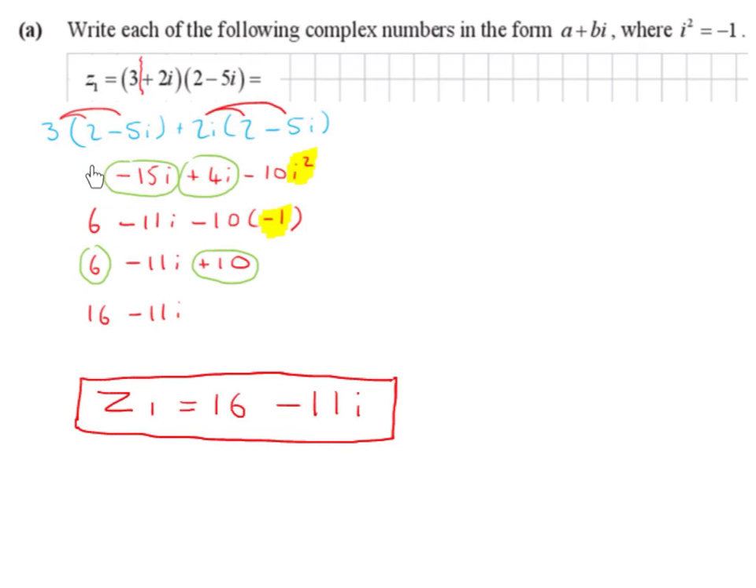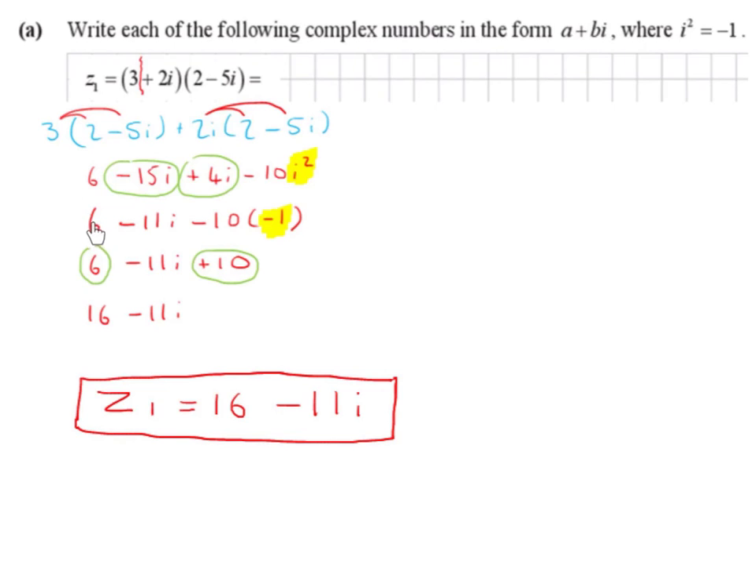3 multiplied by 2 is 6, 3 multiplied by minus 5i is minus 15i, plus 2i multiplied by 2 is plus 4i, plus 2i multiplied by minus 5i is minus 10i squared. So make sure you have i by i giving you i squared, very important.